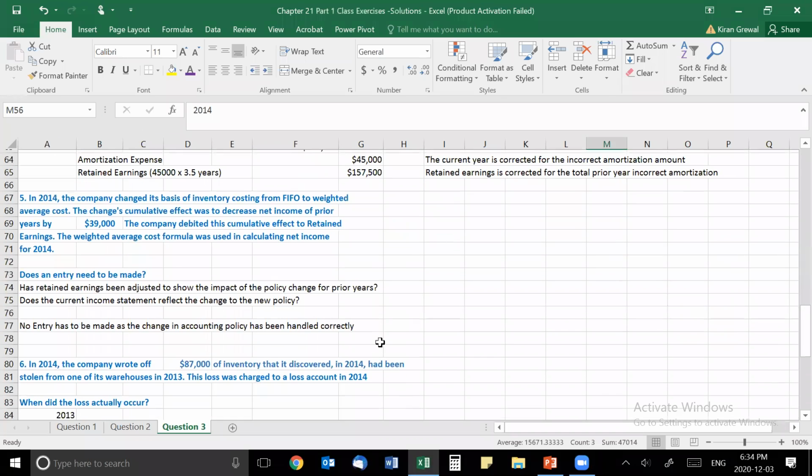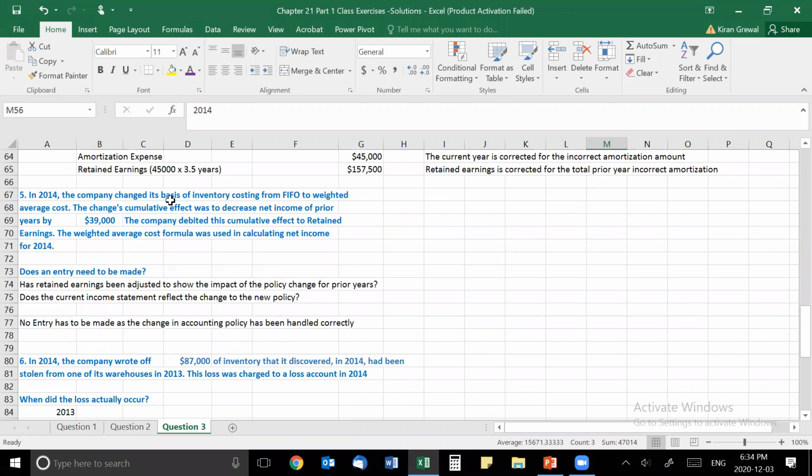Okay, number 5. In 2014, the company changed its basis of inventory costing from FIFO to weighted average. The change's cumulative effect was to decrease net income of prior years by $39,000. The company debited this cumulative effect to retained earnings. Weighted average was used to calculate net income for 2014. All right, so they changed from FIFO to weighted average. So that would be a policy change. Policy change, you do retrospective.